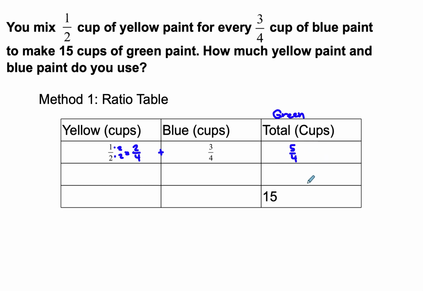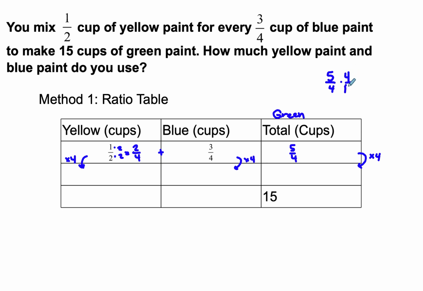But I don't want to know how much for one batch. I need to figure out how much when I have 15 cups of green paint. So to do that, I'm going to go ahead and multiply by my denominator, which is 4, to get my next row of numbers. I'm multiplying by 4 here to cancel out the fraction, and that's going to give me whole numbers to work with. It's going to be a little bit easier. So if I was going to do 5/4 times 4, my denominator cancels out. I'll show you that here off to the side.